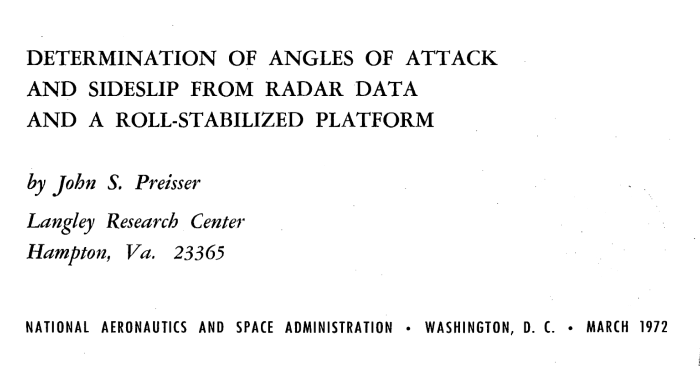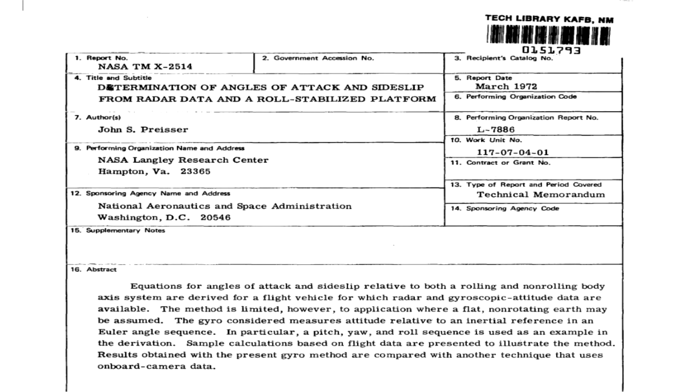5. A NASA report from 1972 entitled Determination of Angles of Attack and Side Slip from Radar Data and a Roll-Stabilized Platform stated on page 2 that equations for angles of attack and side slip relative to both a rolling and non-rolling body axis system are derived for a flight vehicle for which radar and gyroscopic attitude data are available. The method is limited, however, to application where a flat, non-rotating Earth may be assumed.